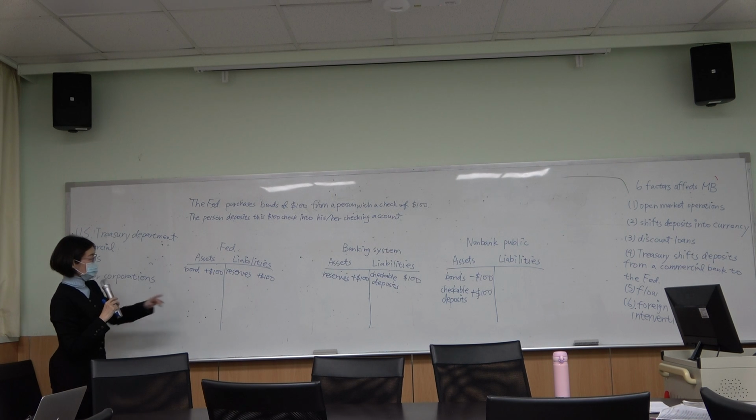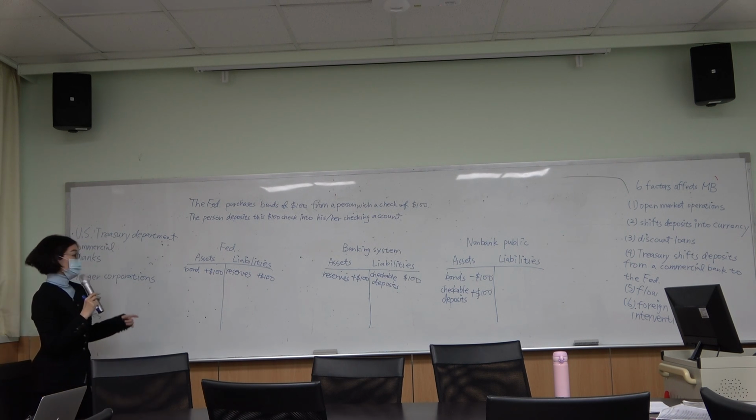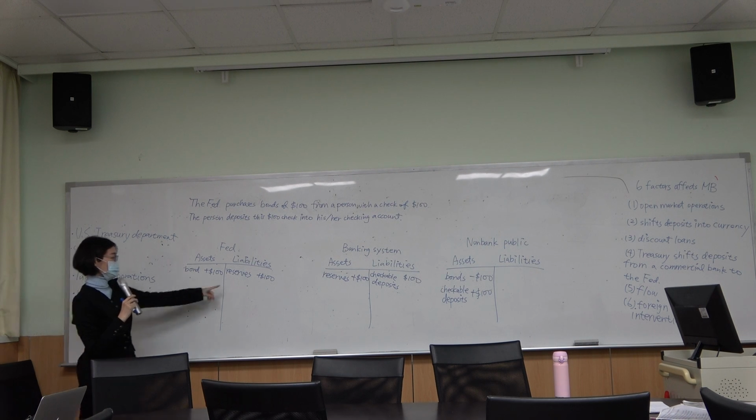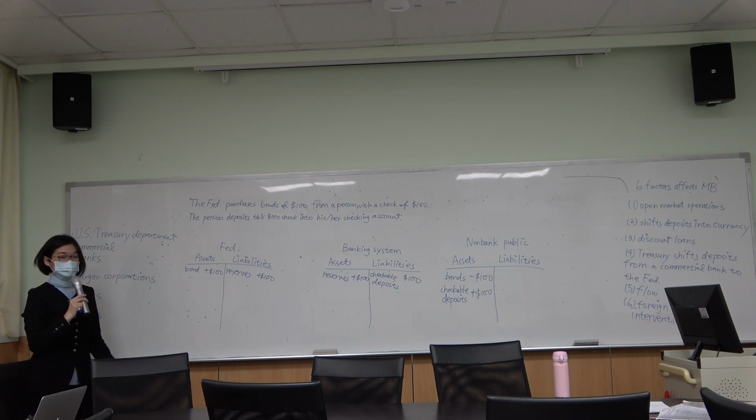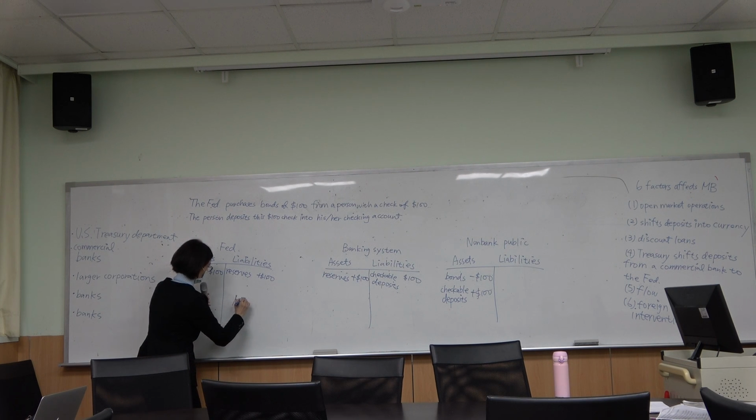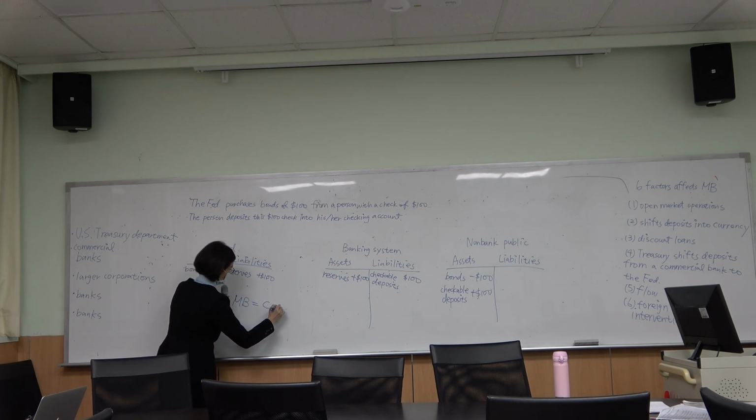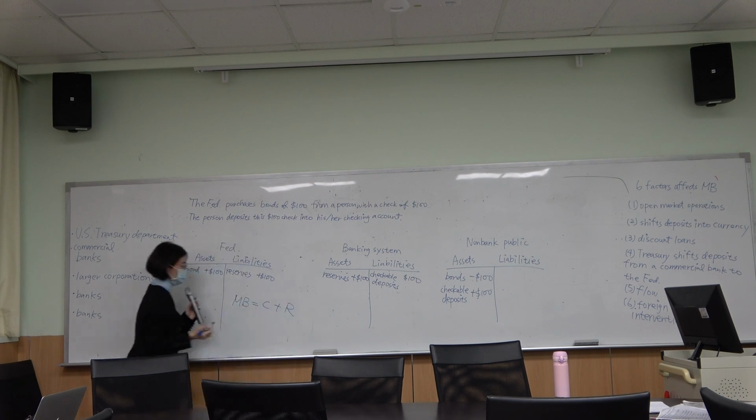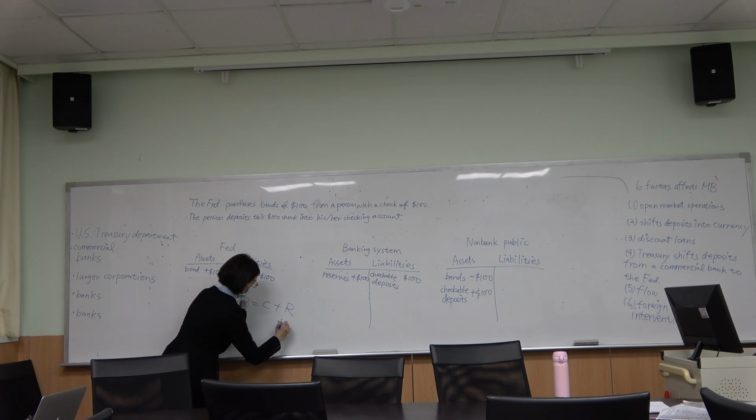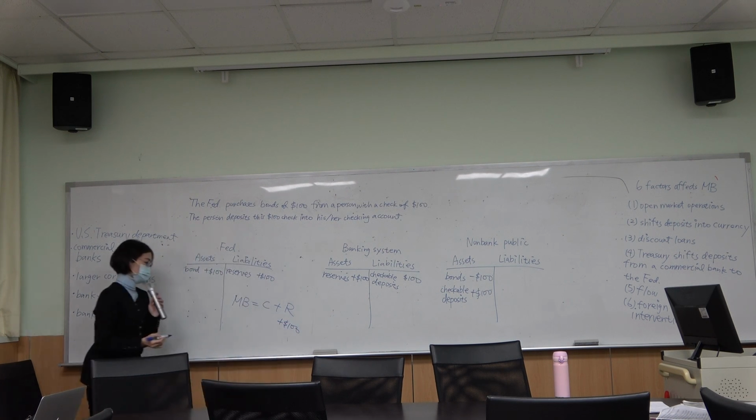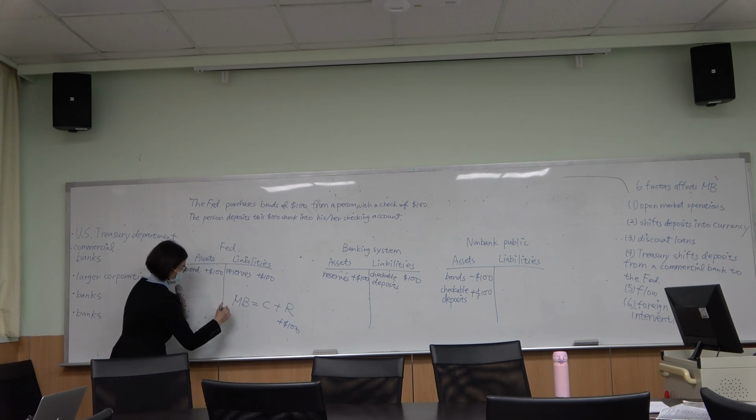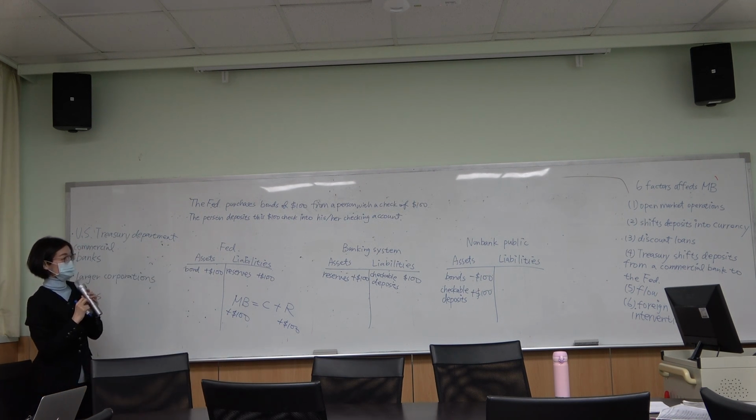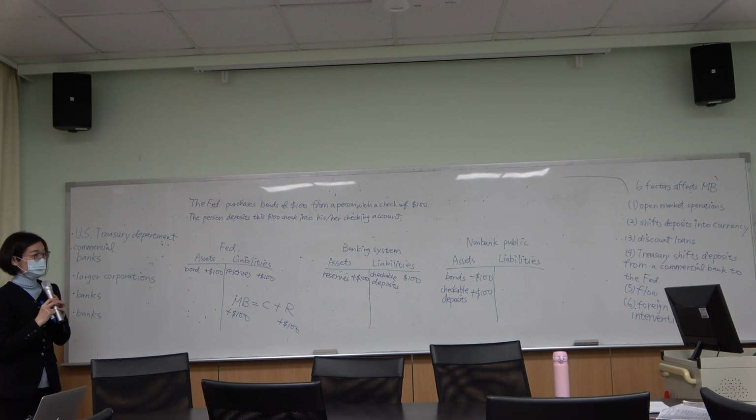So let's take a look at the Fed's liabilities. There is $100 more in reserves, so the monetary base, the summation of currency and reserves, increases. We have found an increase of $100 in reserves, and that will increase the monetary base by $100. So this is the first factor that affects the monetary base.